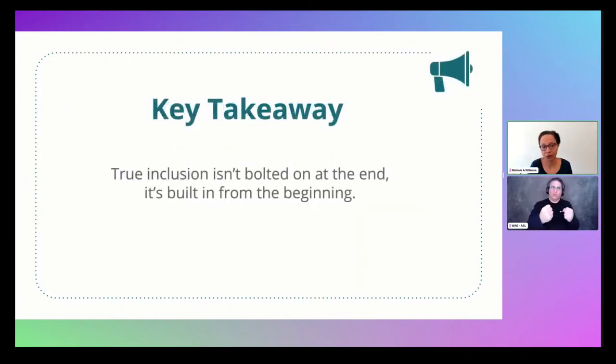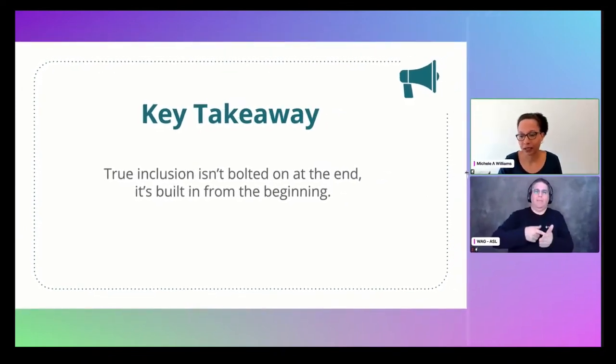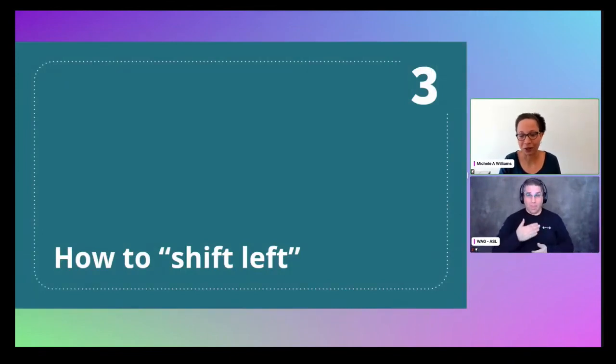So a key takeaway when we're talking about UXR and that inclusion of disabled participants is that true inclusion isn't bolted on at the end, it's built in from the beginning. So in the title of my presentation, I talked about the need to shift left. If you're not familiar with that term, that essentially is a phrasing that came about through different activists and specialists imploring people to take the project timeline or the project outline and move accessibility left in that timeline, move it earlier in the process.